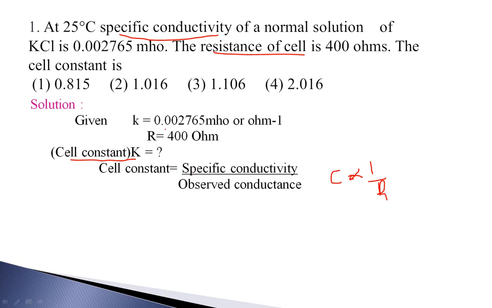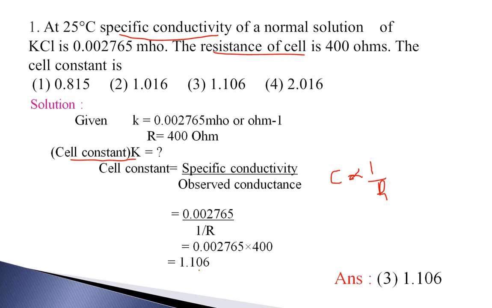Specific conductivity value is 0.002765. Observed conductance is 1 divided by R. On substituting the values of this specific conductivity and this observed conductance, we get the answer of 1.106. The right option is option 3.